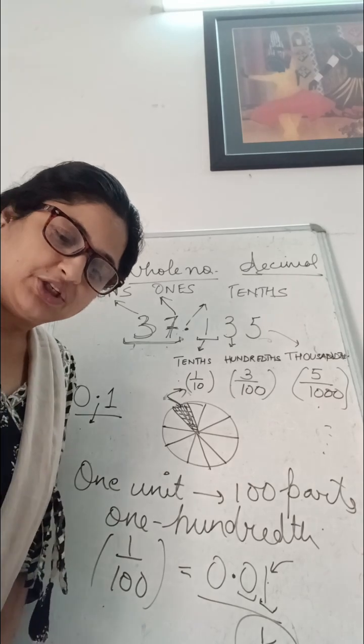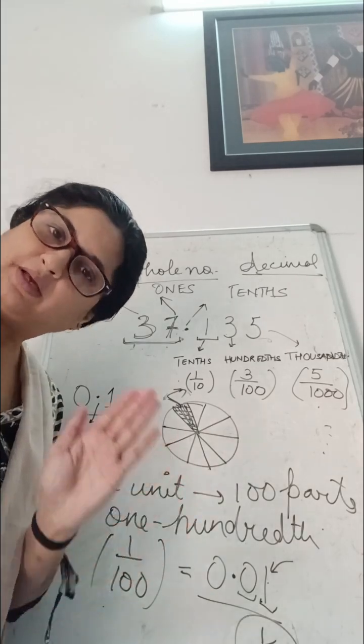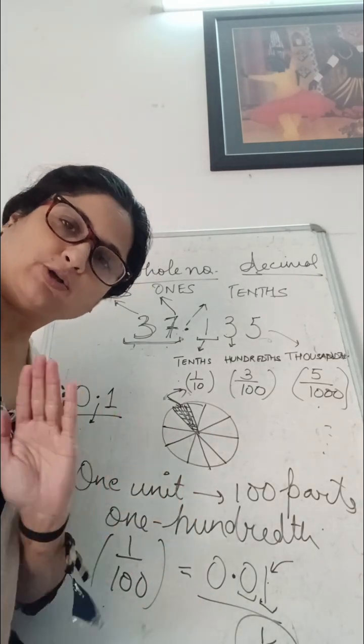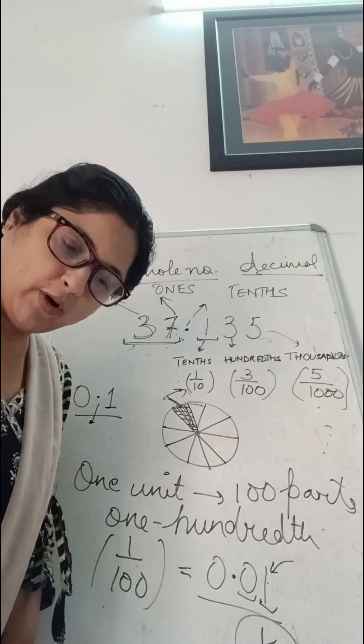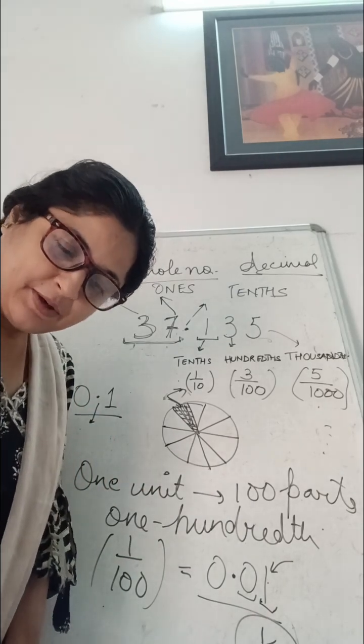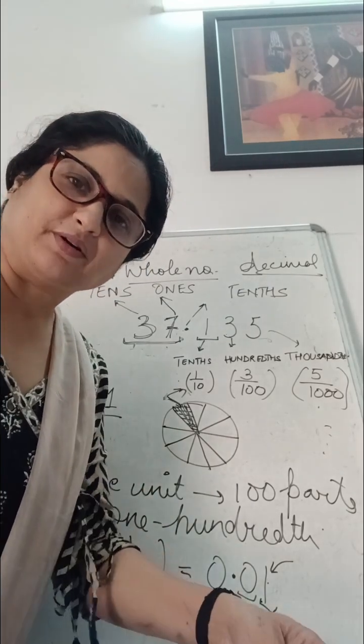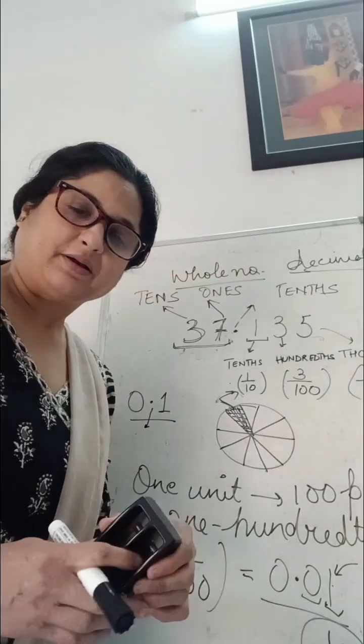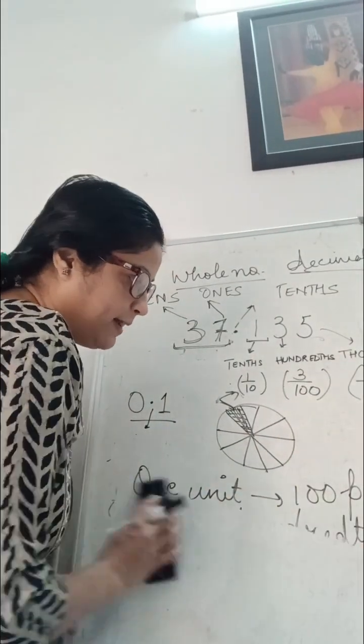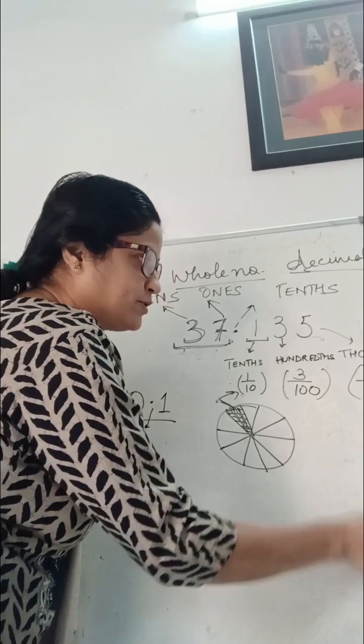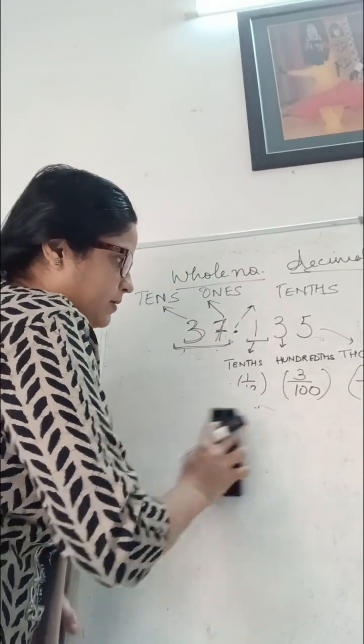So my dear children, the decimals are added the same way the whole numbers are added. They are also subtracted in the same way the whole numbers are subtracted. So now let us come to some questions so that these questions can help you clear your concepts more.